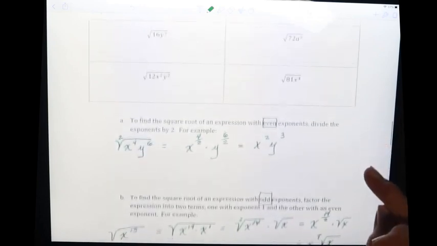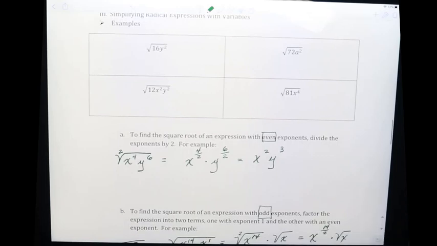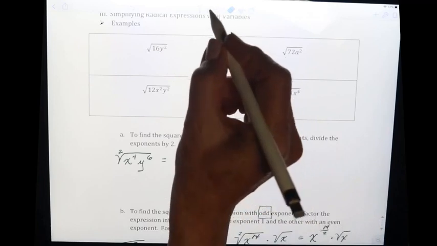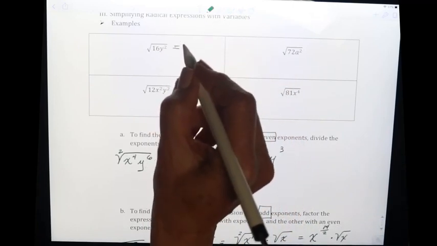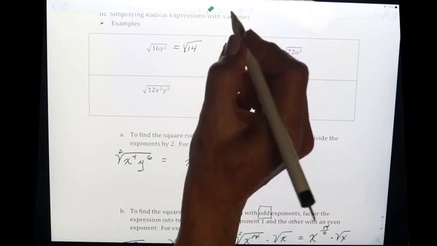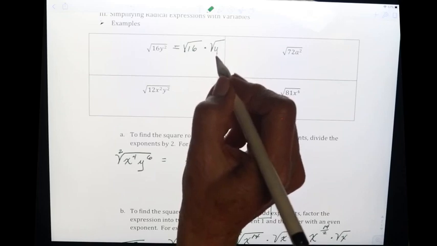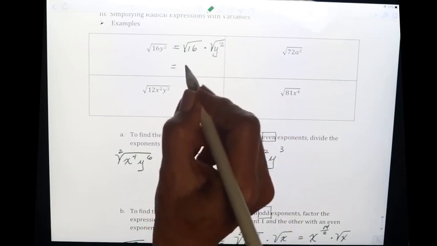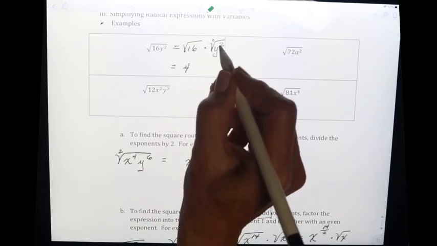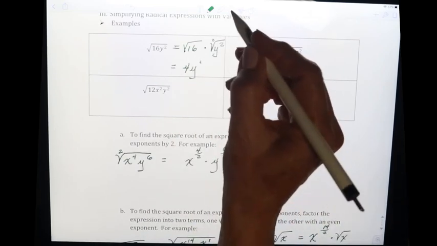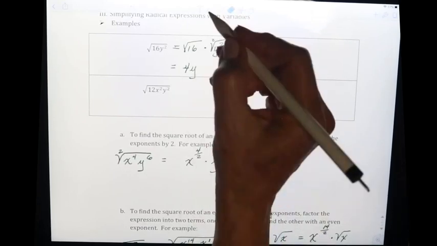So let's go back and do a couple of these at the top. I'm not going to do many of these. We're doing a square root here. How do I know that? I know that because I don't see anything written in the index. When it's left blank, you understand it to be a square root. So again, you can start to do these things mentally. I'm going to split this into the square root of 16 and the square root of y squared. The square root of 16 is 4, and then remember this 2 divides into that 2, and we end up with y to the 1st.